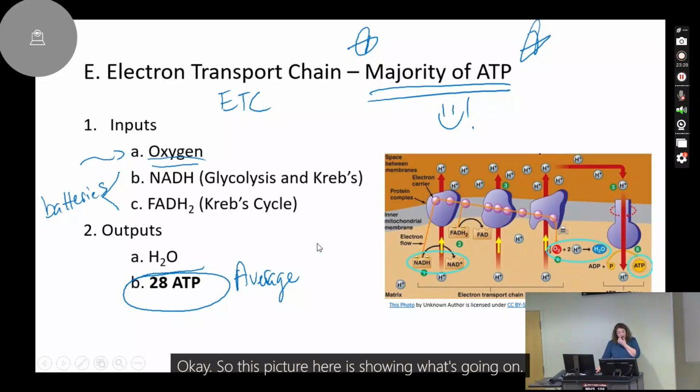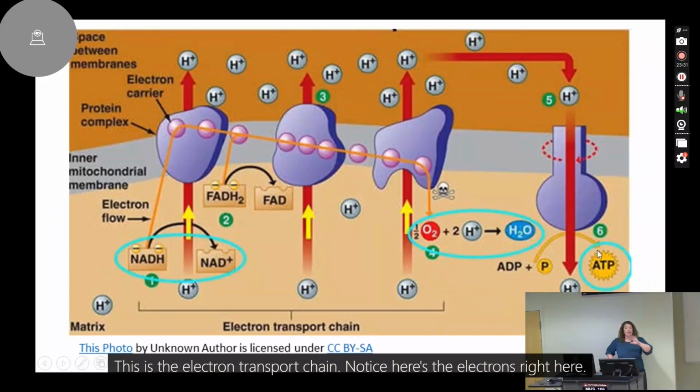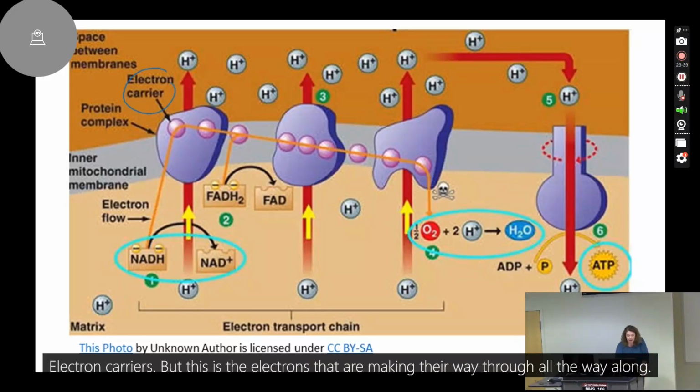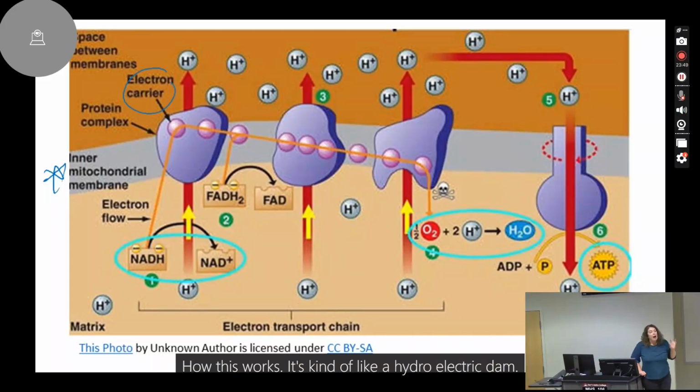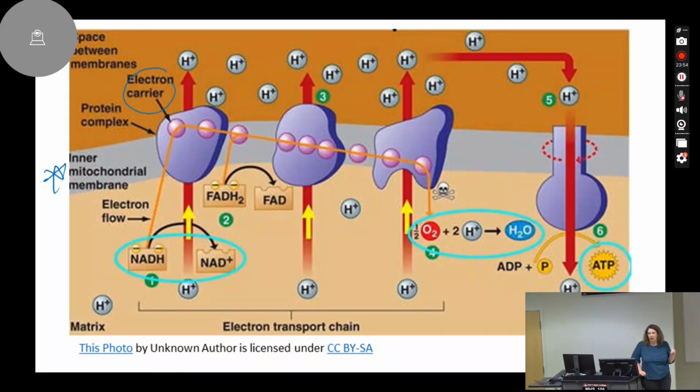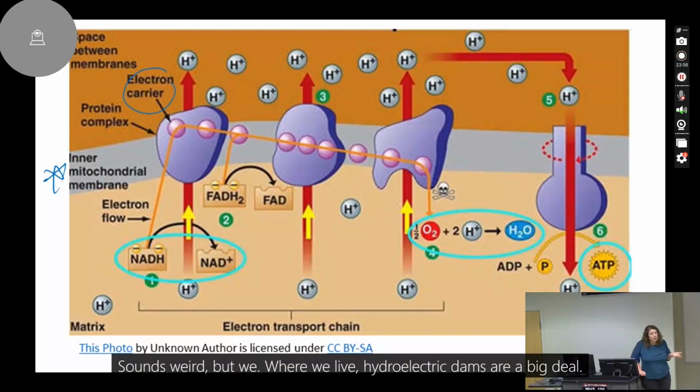So this picture here is showing what's going on. This is the electron transport chain. Notice, here's the electrons right here, electron carriers, and these are the electrons making their way all the way along. This is a membrane that all of those electron carriers are in. How this works is kind of like a hydroelectric dam. Sounds weird, but where we live, hydroelectric dams are a big deal, off the Spokane River. What happens for a hydroelectric dam?